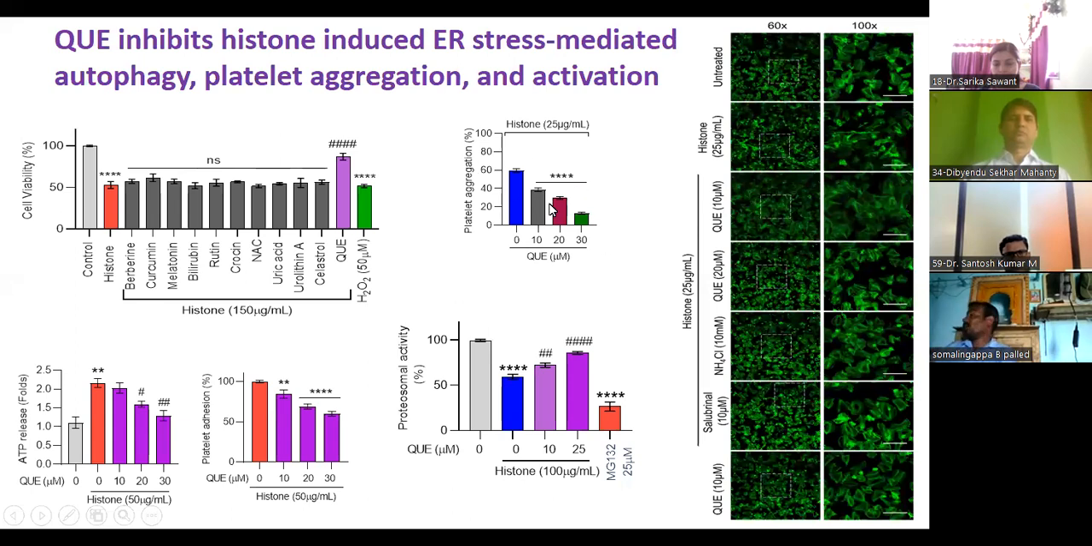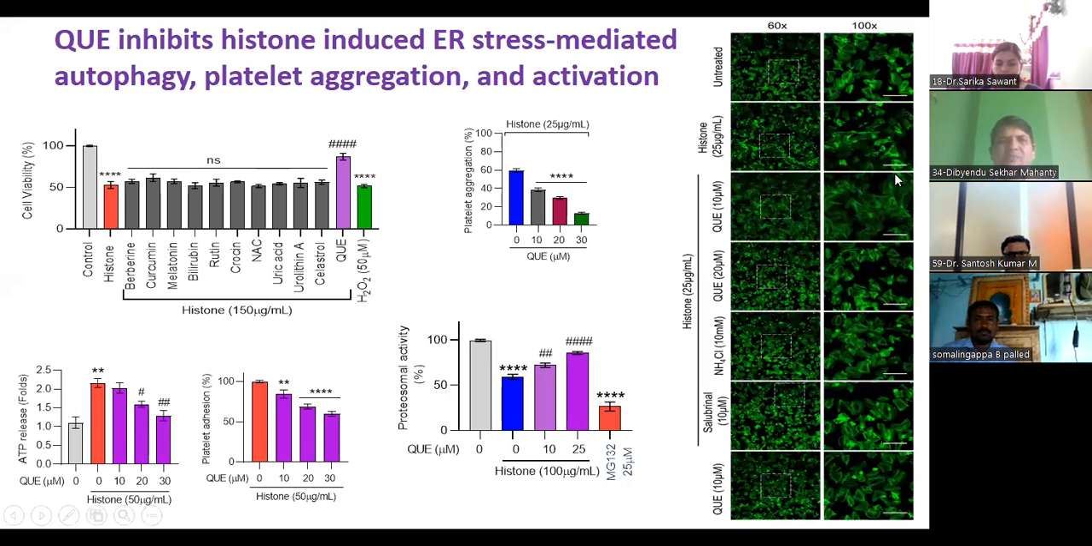And we observed whether quercetin inhibits platelet aggregation induced by histone or not. It significantly decreases the platelet aggregation induced by histone. And meantime, activation markers also significantly decreased in presence of quercetin, and proteasomal activity was significantly restored back to normal. This data clearly suggests quercetin is preventing histone-induced toxicity.